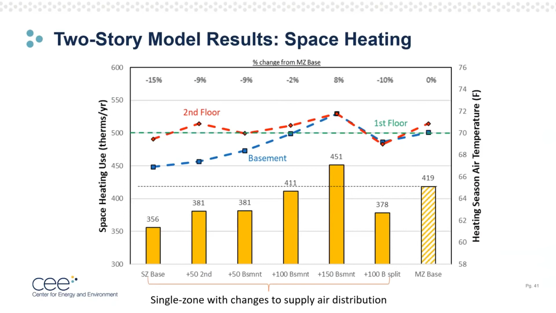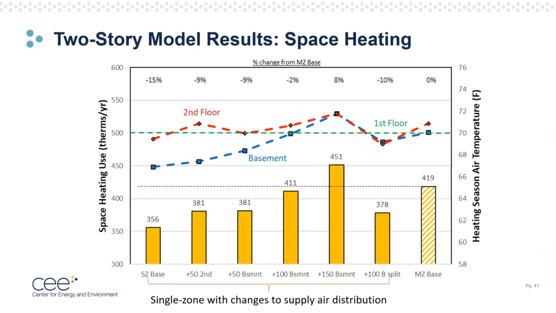So you can see the gas use for the baseline single zone system is 356 therms, which is actually 15% less than that for the multi-zone system. The single zone energy use is lower because both the basement and the second floor temperatures are below the set point. In other words, the zones are underheated. As the supply air distribution is changed, the basement and second floor temperatures increase, and so does the energy use.